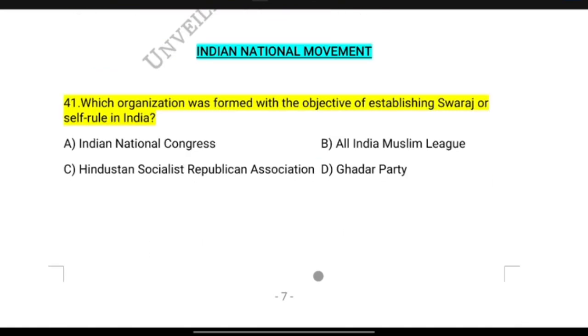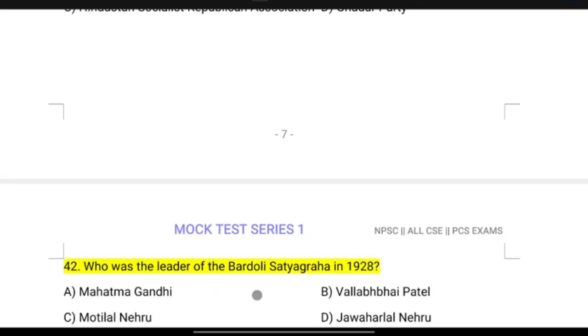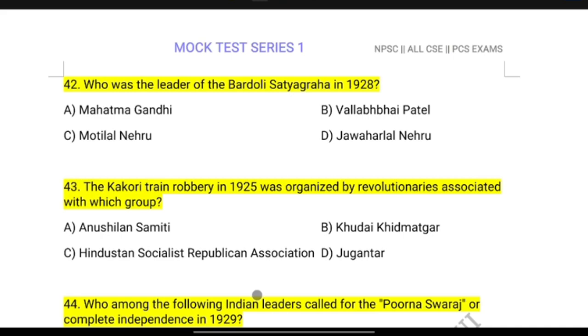41. Which organization was formed with the objective of establishing Swaraj or self-rule in India? Solution. A. Indian National Congress. Explanation. The Indian National Congress, INC, was formed in 1885 with the aim of achieving Swaraj or self-rule in India. 42. Who was the leader of the Bardoli Satyagraha in 1928?